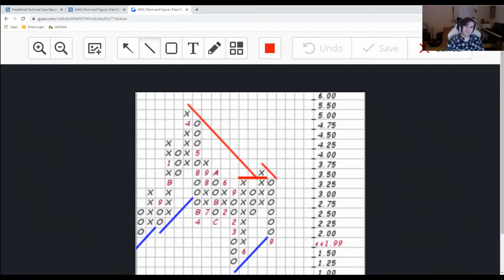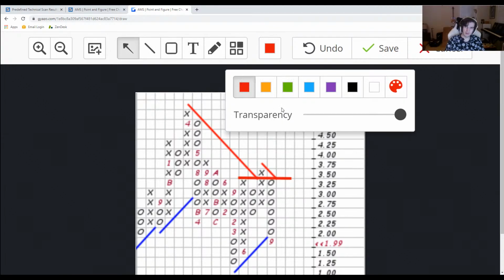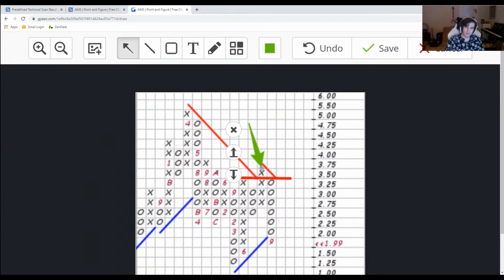So here we have our line. We have this single, I'm going to do green, we have that X above the line, which would have been a double top breakout. And as soon as that happened, I want an arrow. The price went down. So that is an example of a bull trap.